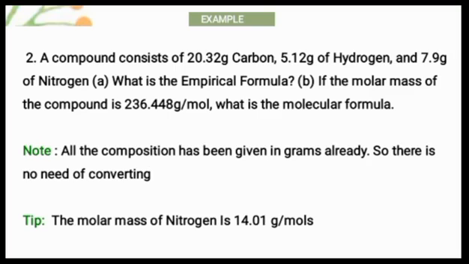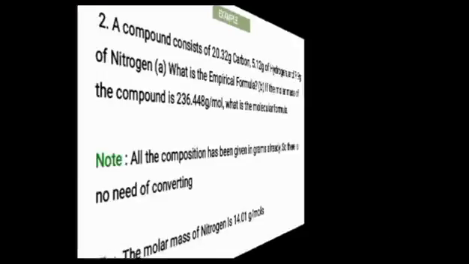So all compositions have been given in gram already. Remember the last example, we had to convert from percentage to gram, but this example has been given in gram, so there's no need for conversion. Then I left a tip there. Tip is the molar mass of nitrogen is 14.01 gram per mole.